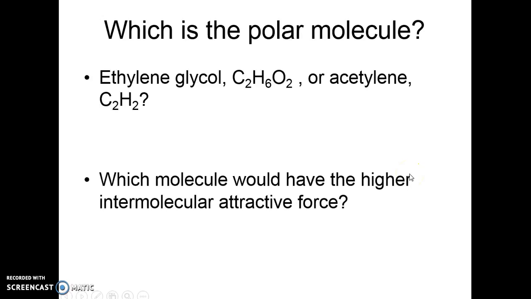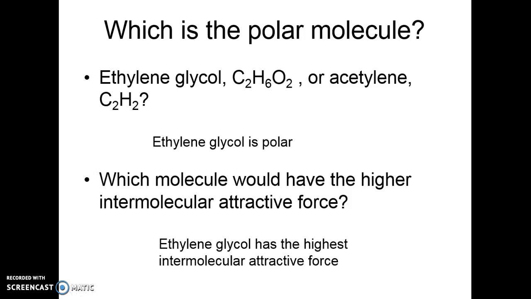Which is the polar molecule? Well, if I look, this has oxygen in it. This does not. So the polar molecule is ethylene glycol. So which molecule would have the higher intermolecular attractive force? Of course, ethylene glycol, because not only does it have London dispersion forces, but it has dipole-dipole forces.